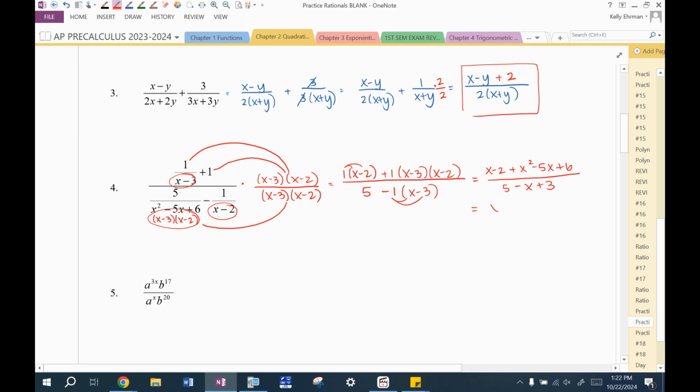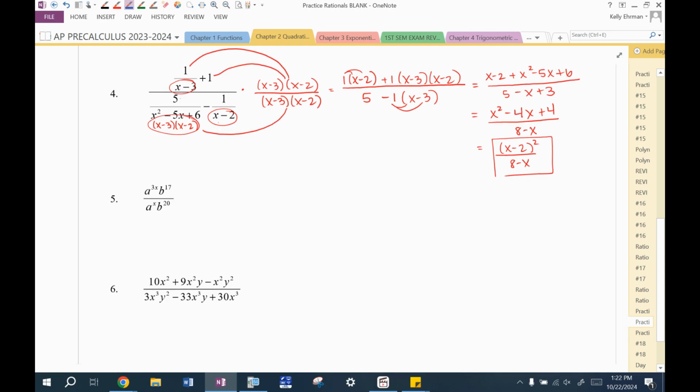What do we have up here? We have x squared. 1x minus 5x is minus 4x. Negative 2 plus 6 is plus 4. Down here I have 8 minus x. I can factor the top a little bit. It's x minus 2 squared. The bottom is x minus 8, or 8 minus x, or you can factor out a negative if you want to. But I'm just going to leave it like this.